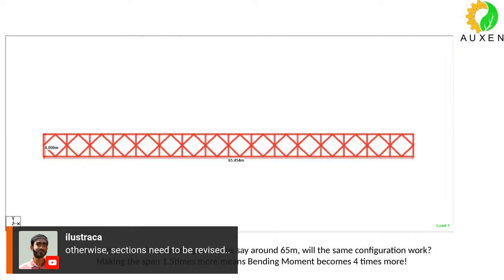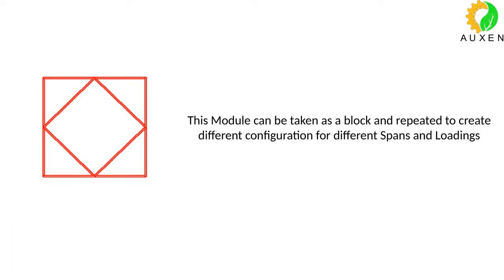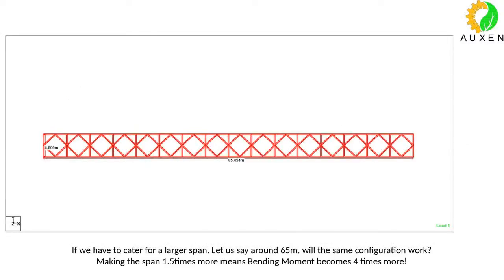Sandeep is saying to revise the sections or change the spacing. No, but my insistence is to use this same module. I don't want to change this dimension because I want to repeat it in my configurations wherever I get a chance. So I don't want to change the spacing, I don't want to change the members, I don't want to change anything. But what I can change is the configuration. So how do I do that?